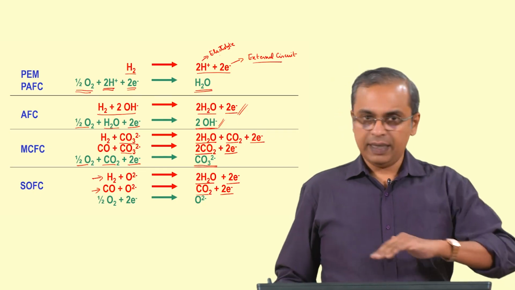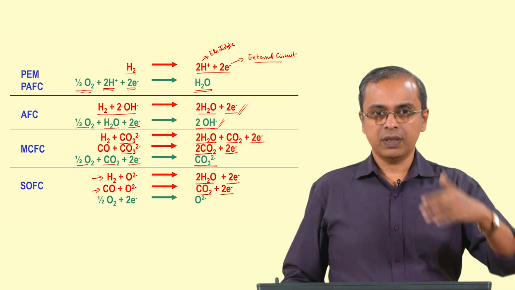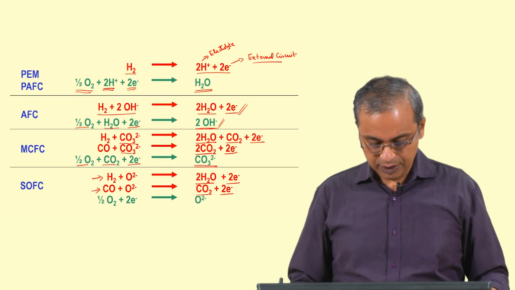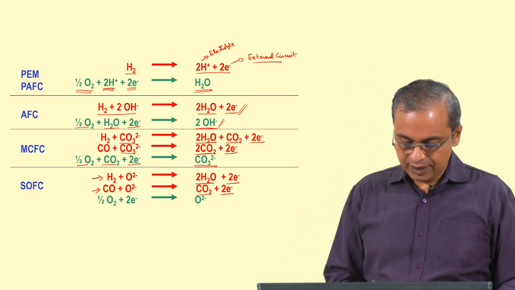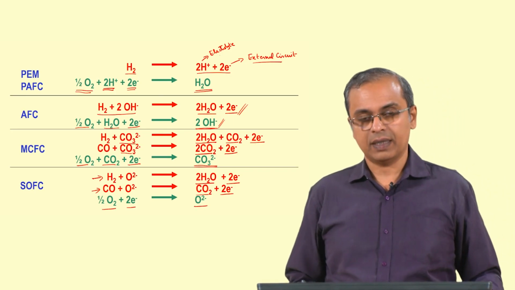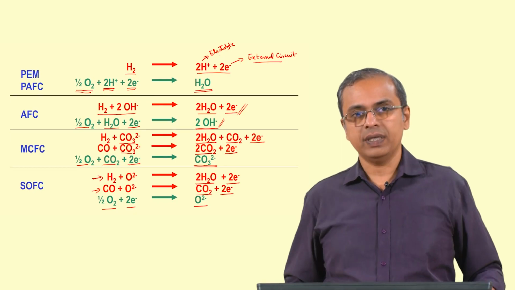These electrons again, as usual, travel through the external circuit, complete some activity in the external circuit, and arrive at the cathode side, where these electrons react with oxygen gas and generate the O2 minus ion. That is the O2 minus that travels through the electrolyte.